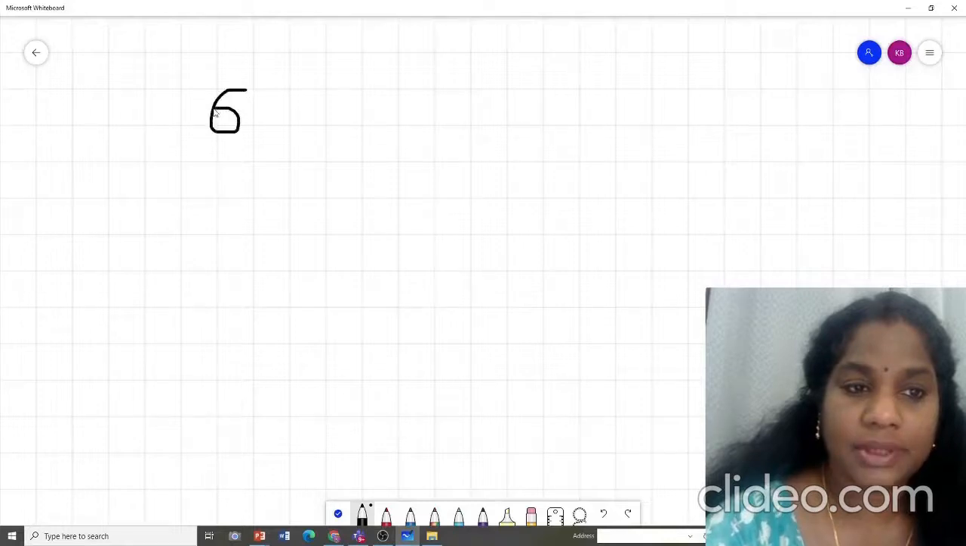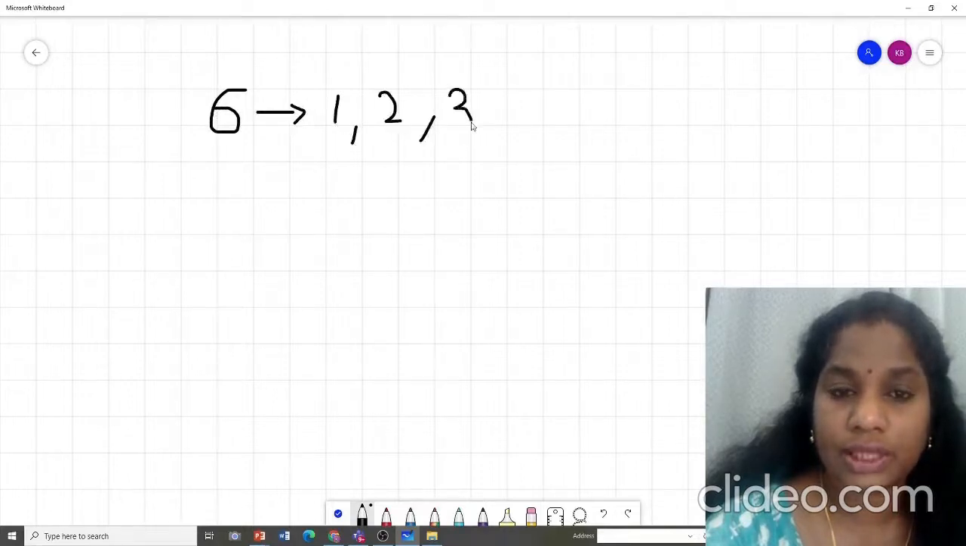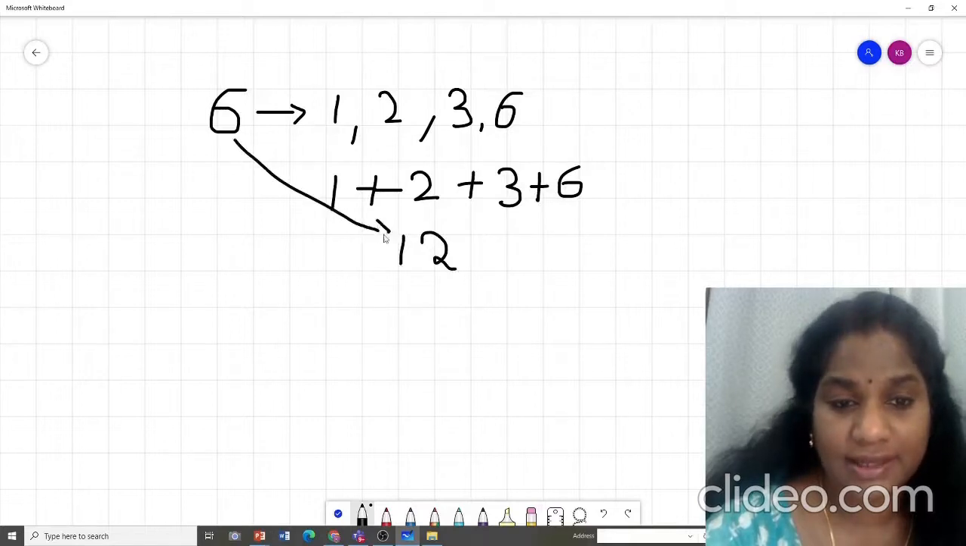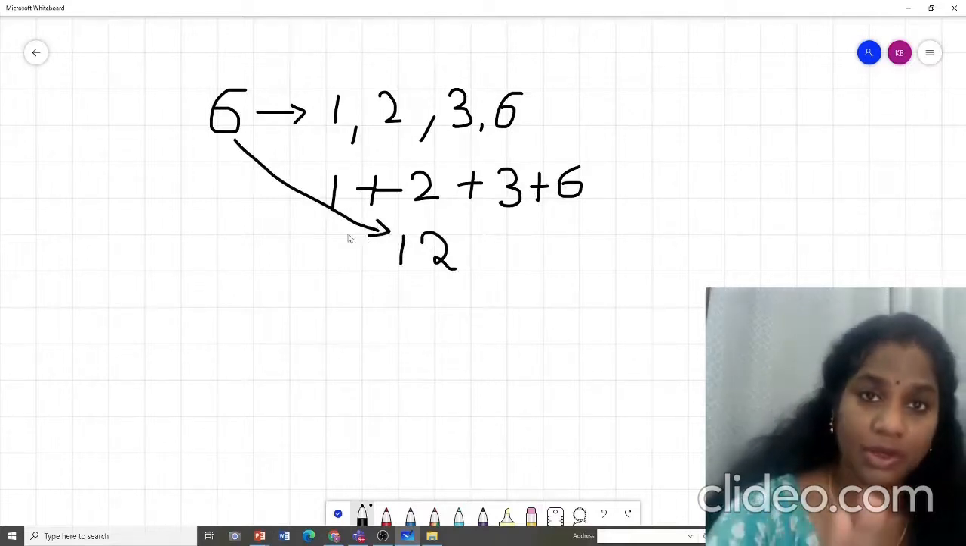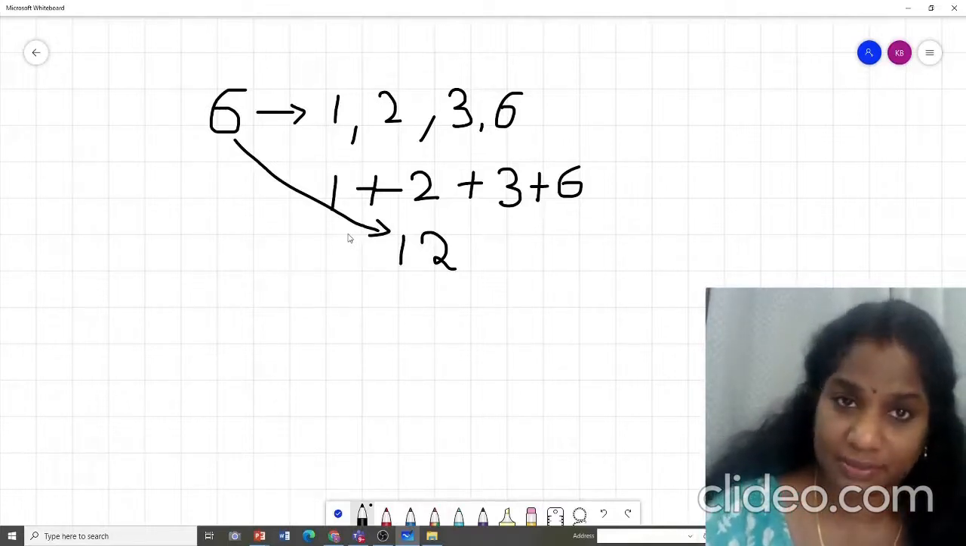Let's take for example 6. The factors of 6 are 1, 2, 3 and 6, isn't it? So now if I add 1 plus 2 plus 3 plus 6, what will I get? I will get 12. 12 is the double of 6, isn't it? So that is why 6 is a perfect number.